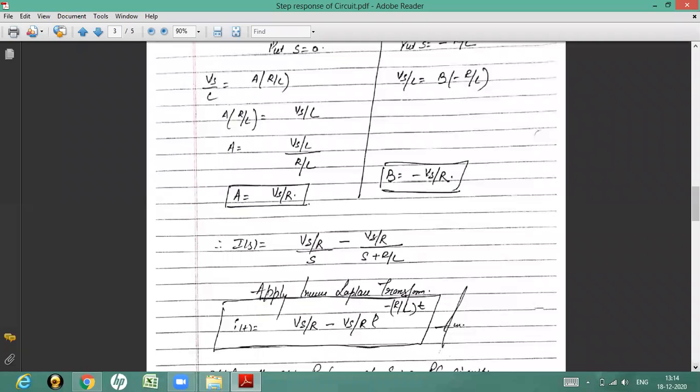is the current flowing in the step response of a series RL circuit. So anybody having any doubt related to that particular topic, he or she can ask me. Otherwise, I will continue to the next topic.